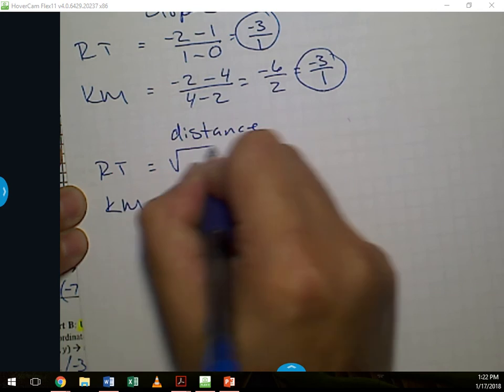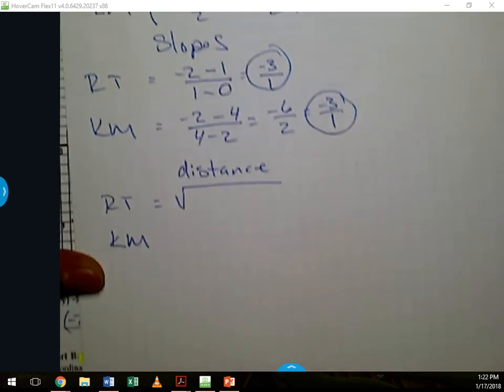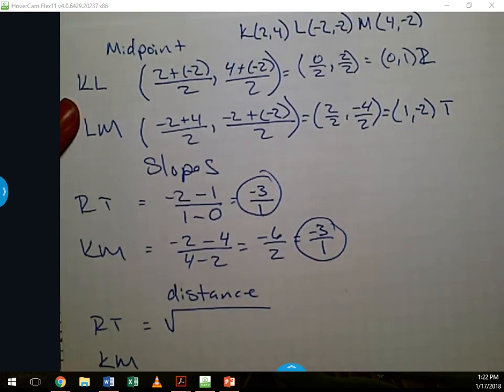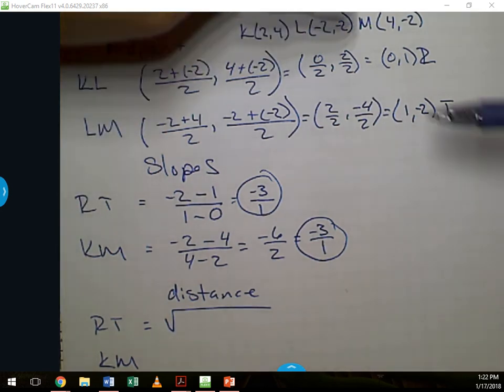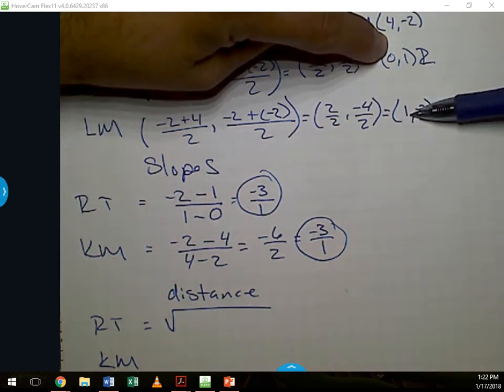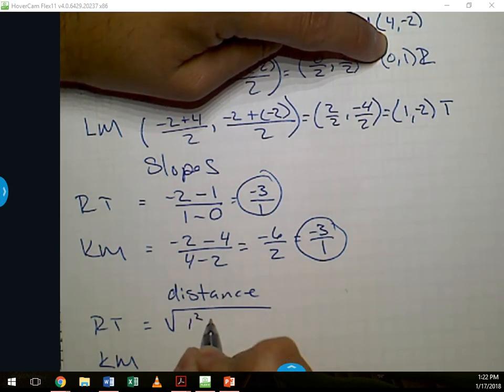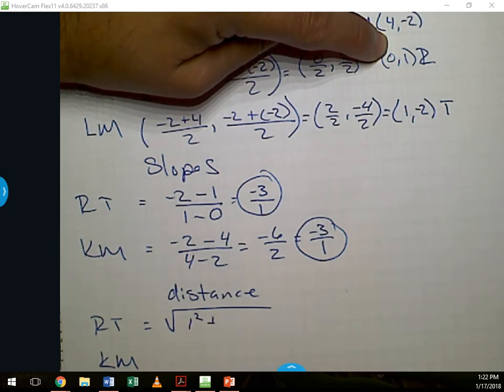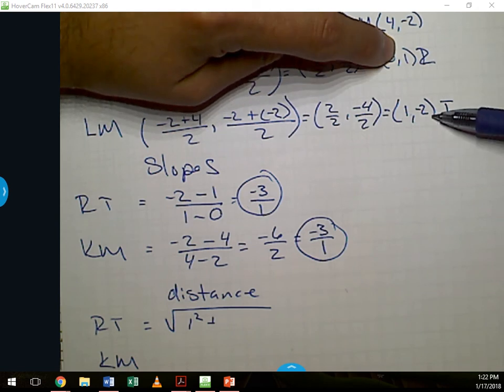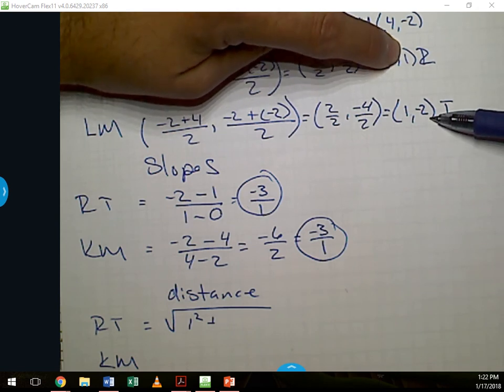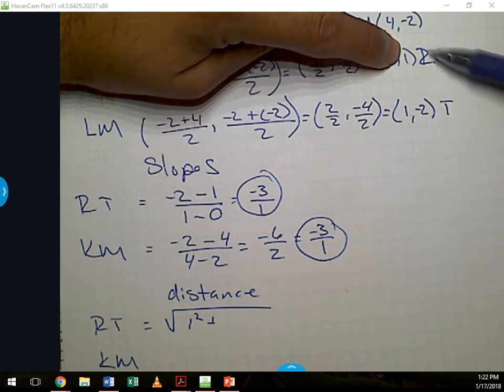RT. Now, let's take a look. Scroll down a little bit here. Okay, so now for RT, delta X. How far are my X values apart? 1, so it's 1 squared plus. Now for the Y values, how far are my Y values apart? Very good, it is 3.